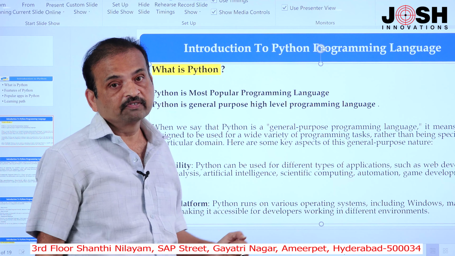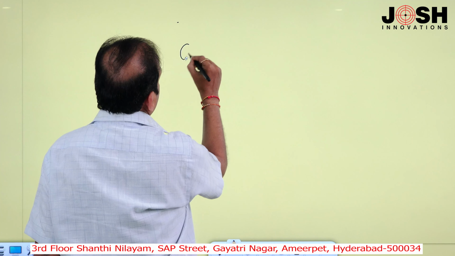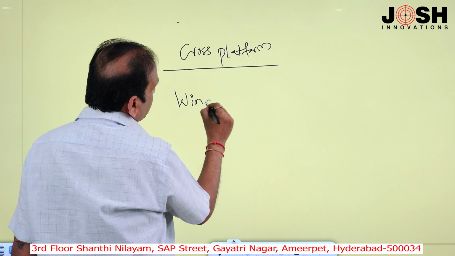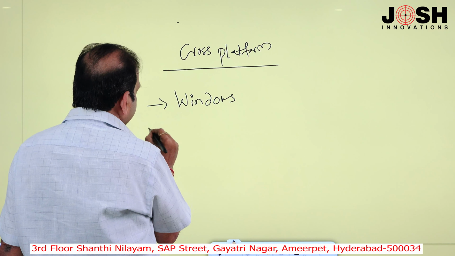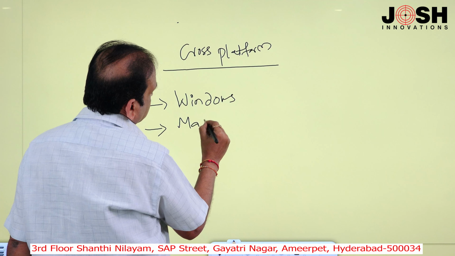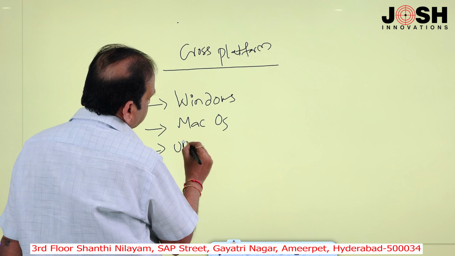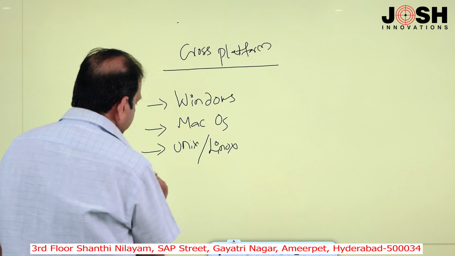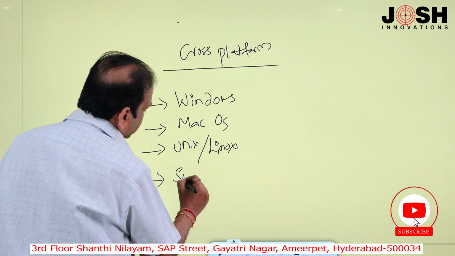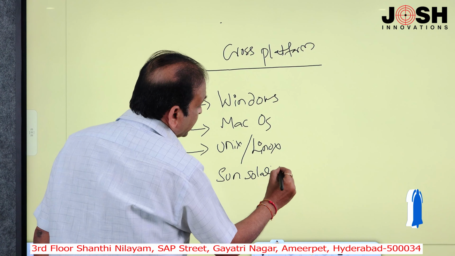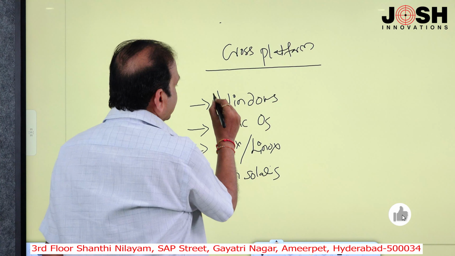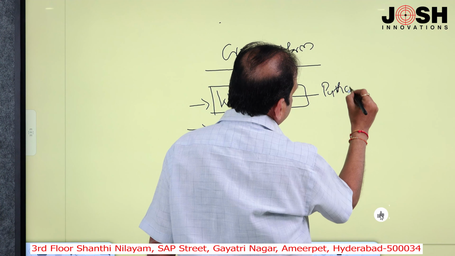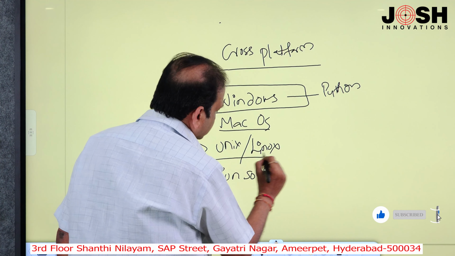The second one is cross platform. What is meant by cross platform? Cross platform means that when you develop any project in Windows, the same project can be run on Mac OS, on a Unix system, or a Linux system, or Sun Solaris. You can run it on any operating system. Suppose I am doing one project on Windows by using Python. The same project we can run on Mac OS, on Unix, or Sun Solaris, right?